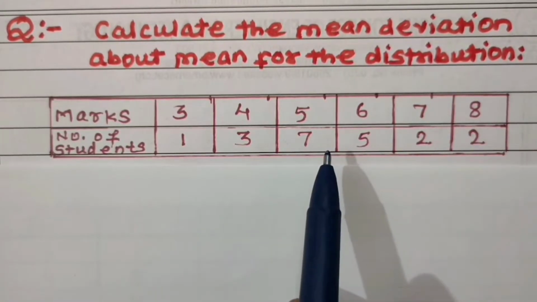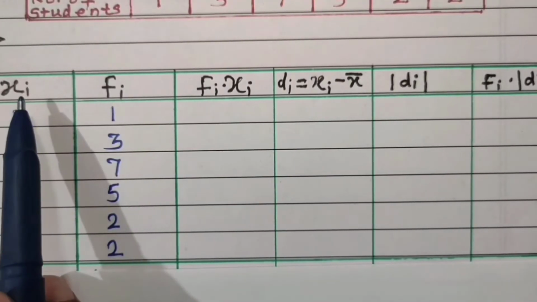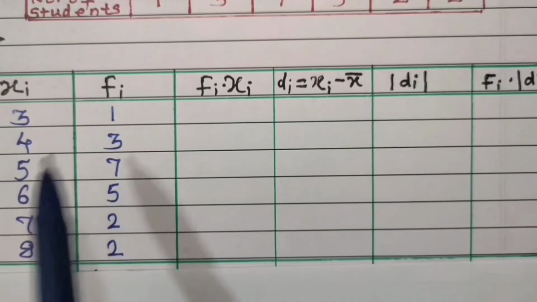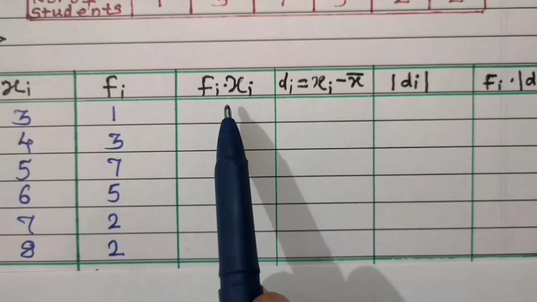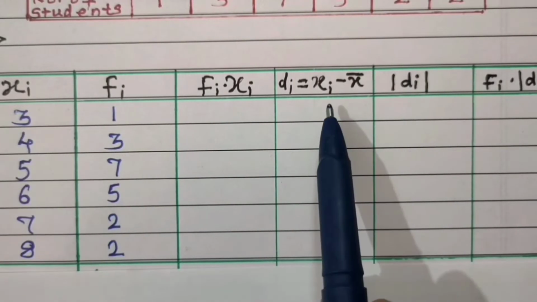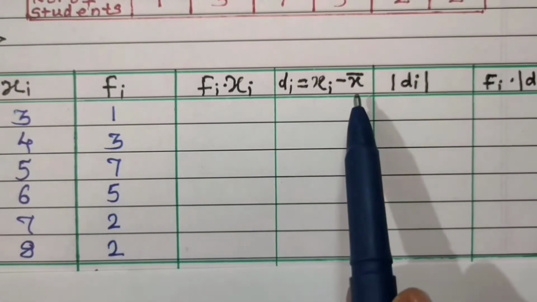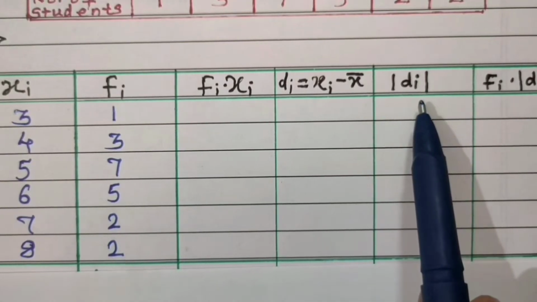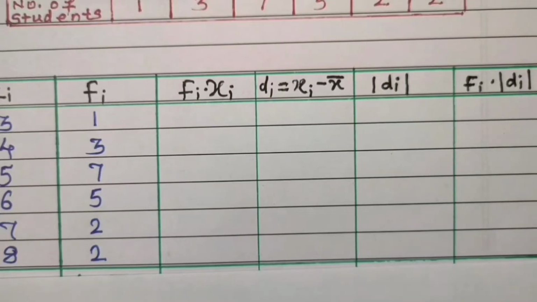Put the given data in a tabular form like this. In the first column, values of xi, meaning marks obtained. In the second column, fi, meaning number of students. And in the third column, we have to take the multiplication of fi and xi. Fourth column, di, which is equal to the difference between values of x and the mean. This is modulus of di. And the last column, which is fi into modulus of di. Okay, these columns are required to calculate mean deviation about mean.